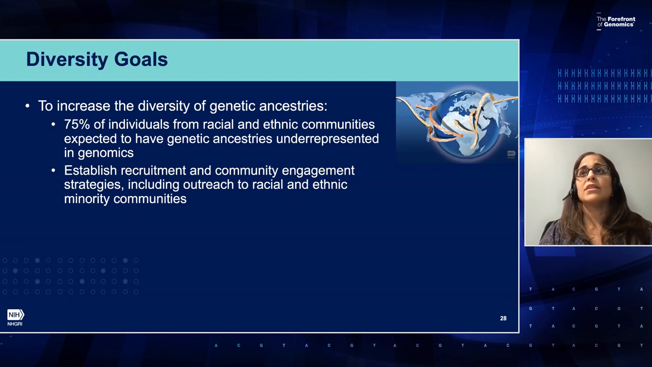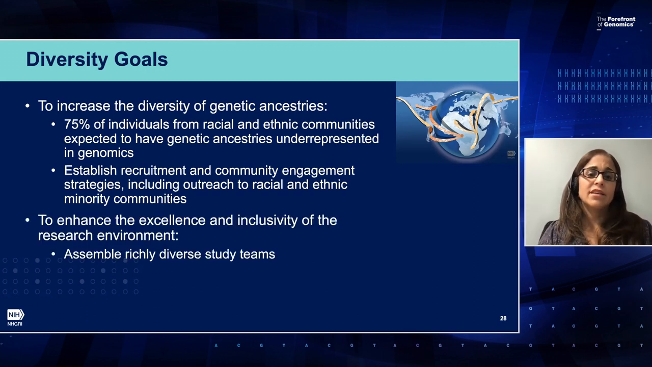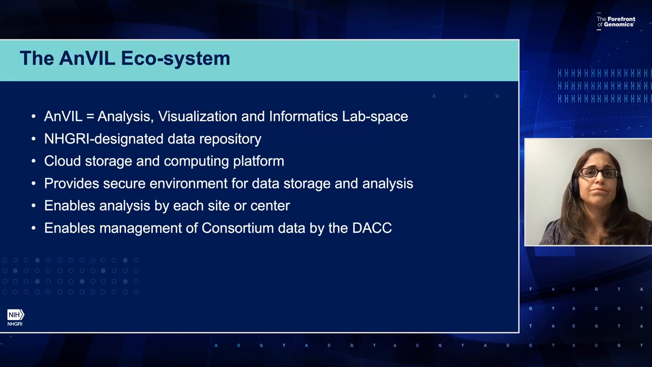So to increase the diversity of genetic ancestries, this program expects that 75% of individuals enrolled by each DSS should be from racial and/or ethnic communities expected to have genetic ancestries that are understudied in genomics. And to enhance the excellence and inclusivity of the research environment, we expect all sites and centers to assemble study teams that are diverse and to provide full opportunity and participation to individuals and groups that are underrepresented in the genomics workforce.